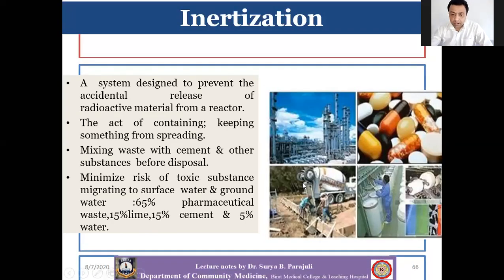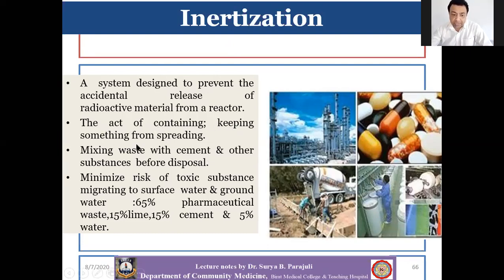Now, inertization is interesting. It is a system designed to prevent the accidental release of radioactive materials from reactors. I have told you many times, you need to be very careful with radioactive and cytotoxic waste. To prevent accidental release of cytotoxic and radioactive waste, this inertization process is quite good.